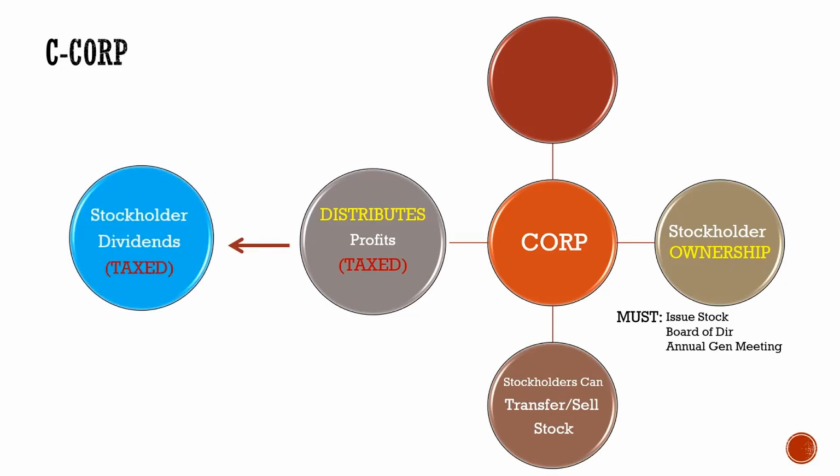Now, the C corporation does not get a tax deduction when it distributes these dividends. So the profit is taxed in the C corporation at the point that it's earned, and then it's taxed to the shareholder when it's distributed. Now this is a double taxation, and shareholders cannot deduct any losses for the corporation.